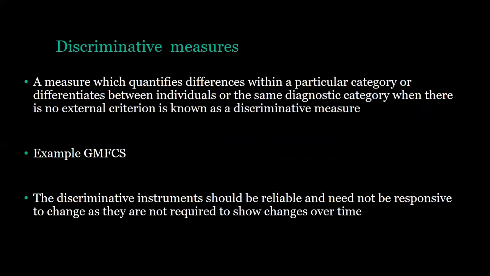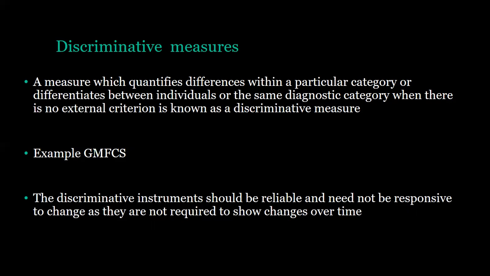The another class, in contrast to evaluative measures and predictive measures, we have discriminatory measures. Now, discriminatory measures can be classified. They classify a disease severity. They classify the status. The most common example is Brunstrom stages of grading, or gross motor functional classification system, used to classify severity of gross motor functioning in children with cerebral palsy.